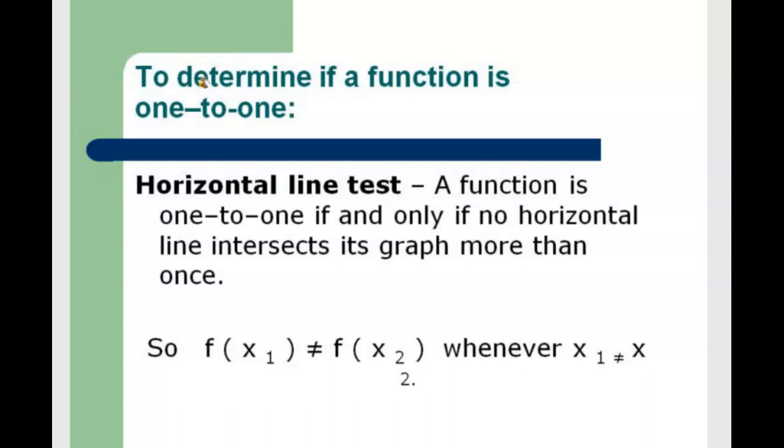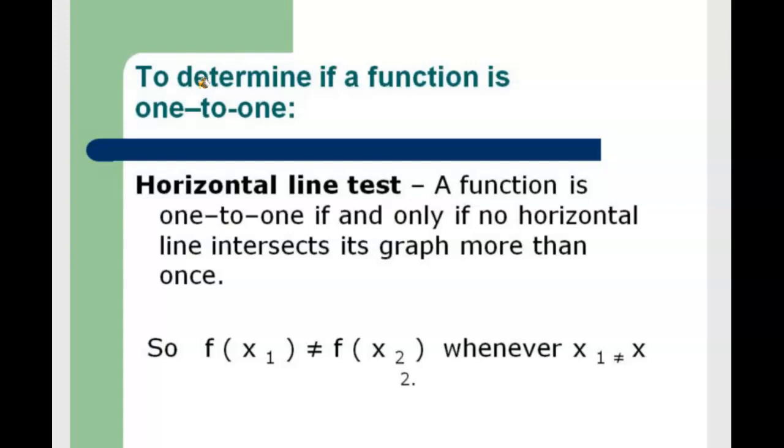So a horizontal line test allows us to compare these algebraically. The horizontal line test says a function is one-to-one if and only if no horizontal line intersects its graph more than once. So what that means is for every x there is only one y, and for every y there is only one x. So again, for every x there is only one y, and for every y there is only one x. An inverse function uses that notation in which you have f raised to the -1 power.